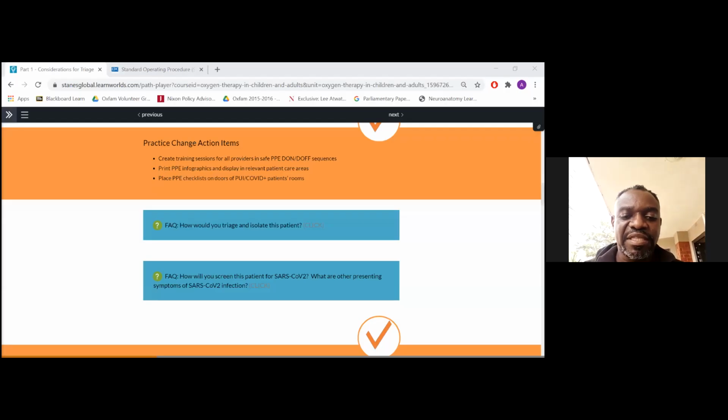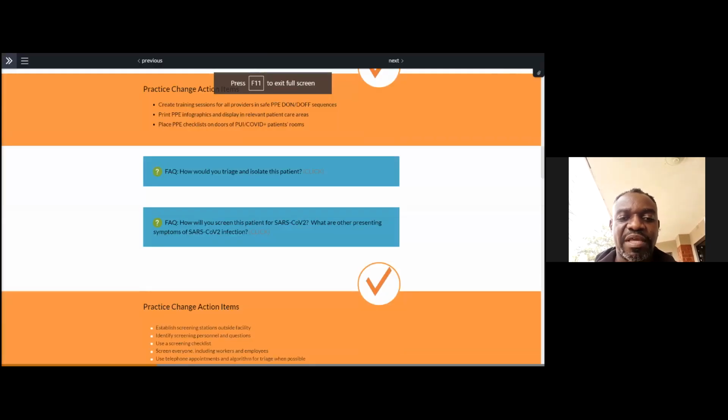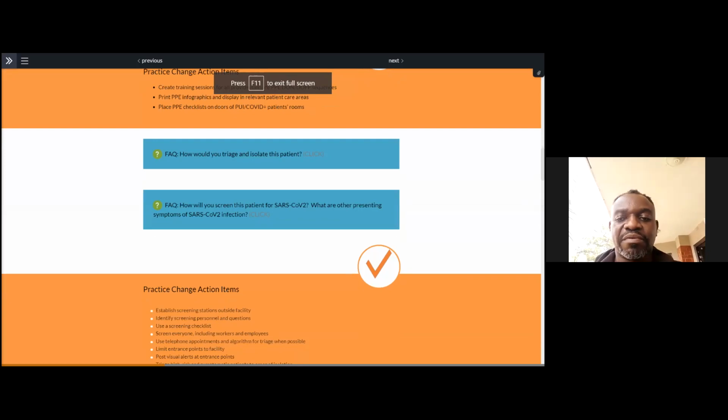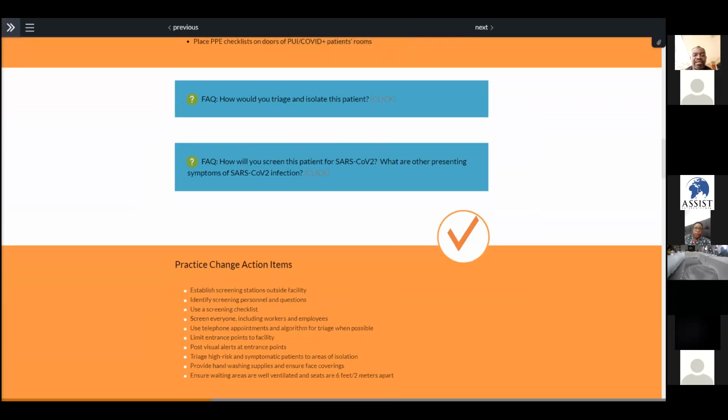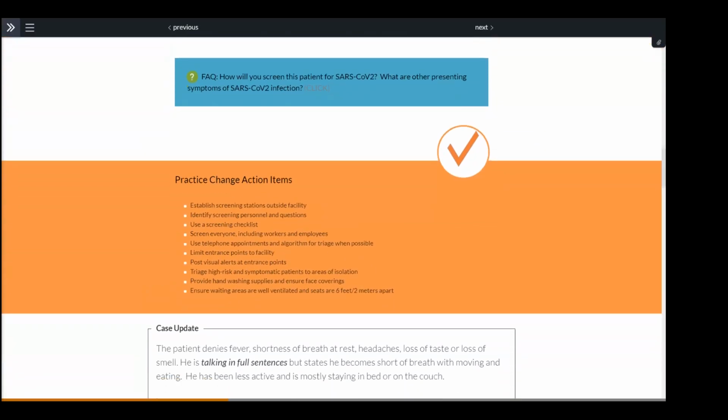There's a link that has been provided in the chat box where you can download more information about the CDC guidelines. But remember, these CDC guidelines are not a must. They should be implemented in accordance with your institution or your health guidelines.